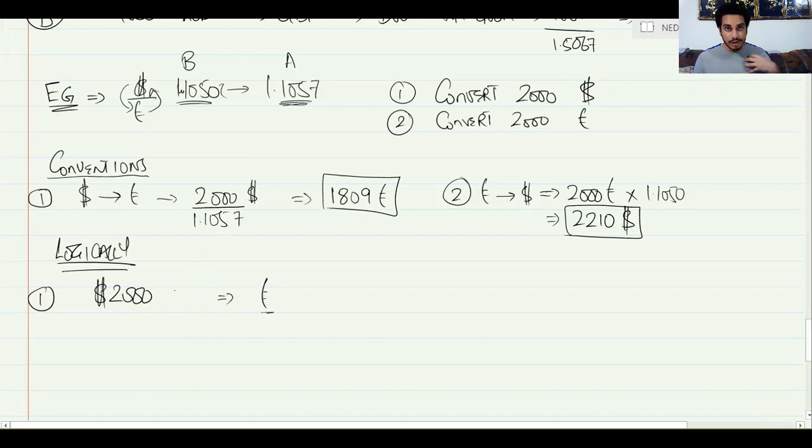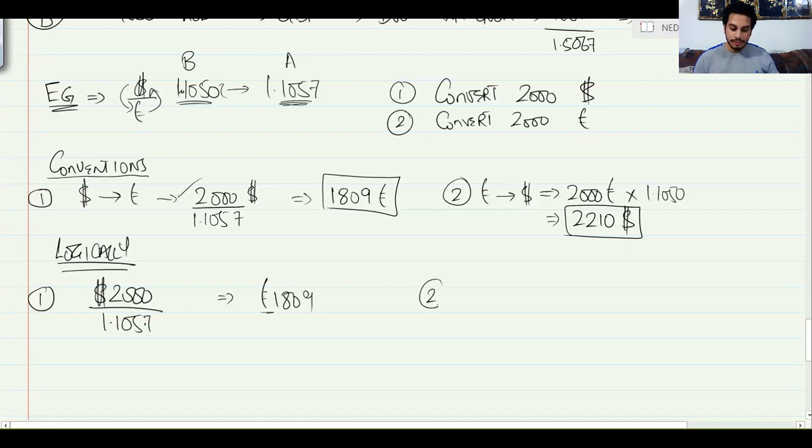Now I need to be a loser. How do I get the least euros? By using a higher code or lower code? By using the higher code. I divide by 1.1057 and I do the same. By using the logic also, I do the same. So I get 1809 euros.